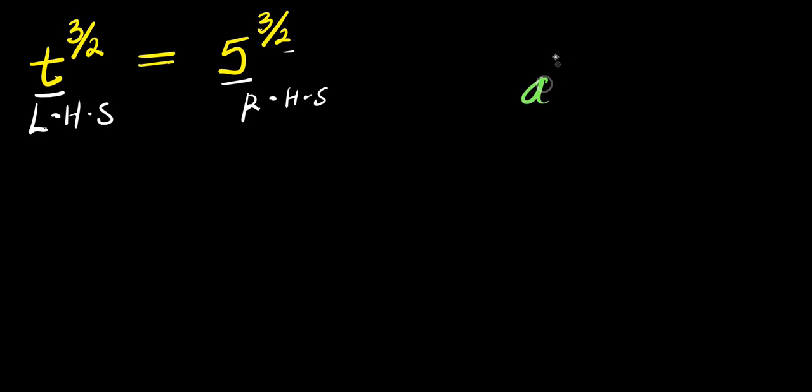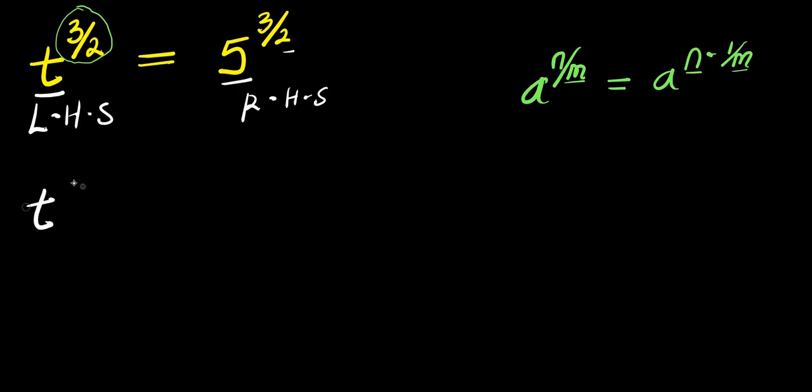If you have a power m over n, this simply means a power m times 1 over n, because m times 1 over n is the same as m over n. So we are going to express this 3 over 2 as 3 times 1 over 2. That means we will have t to the power of 3 times 1 over 2, and this equals 5 to the power of 3 times 1 over 2.